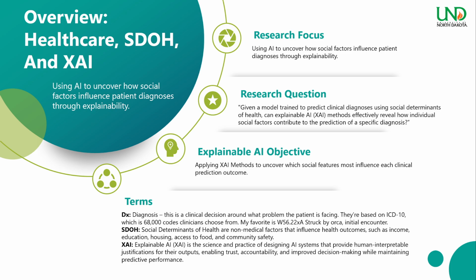So the heart of this research is this: can we use AI to reveal how social factors like income, education, or access to care actually influence the diagnoses that patients receive? The formal research question is this: given a model trained to predict clinical diagnoses using social determinants of health, can explainable AI methods like SHAP or others help us understand which specific social factors contribute to each diagnosis prediction? That's the lens I'm working from, and the end goal is not just predictive performance, but insight. I want to be able to say, here's why the model flagged asthma or diabetes, and here's how social risk factors contributed to that call.